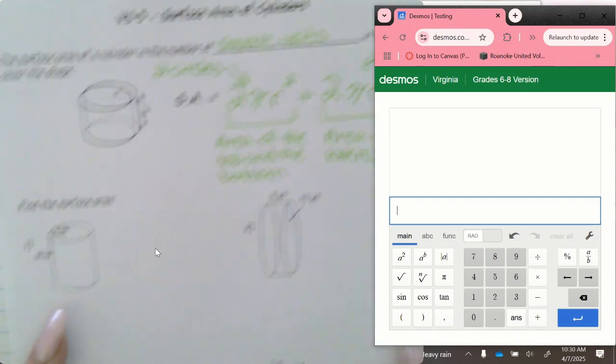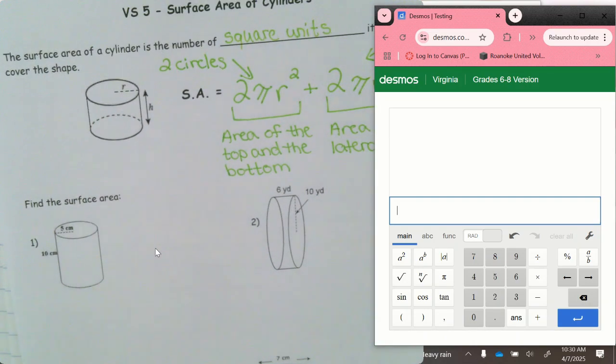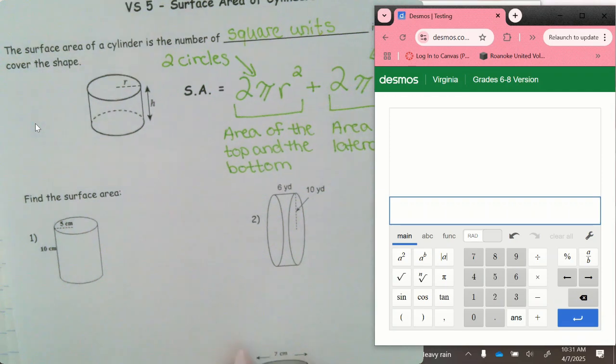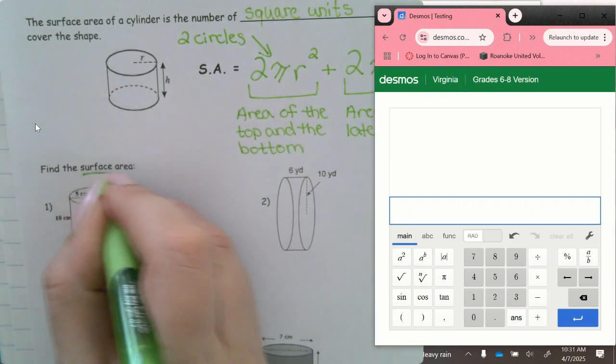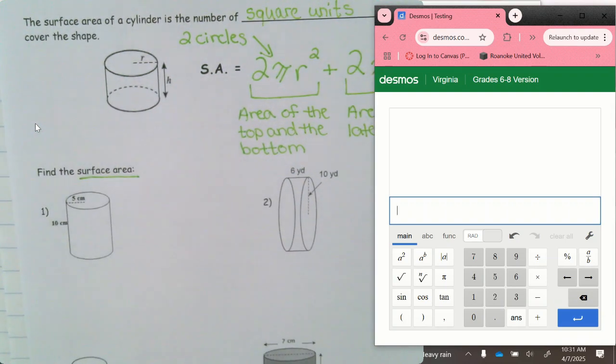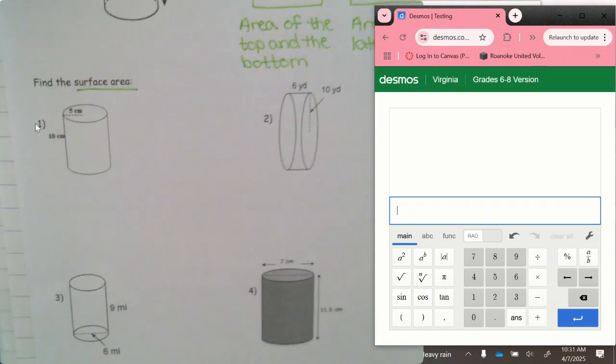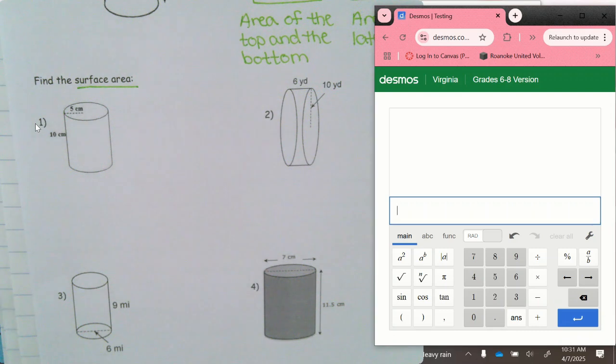So now into our examples. Our first one here, we're finding the surface area. Obviously these are pictures of cylinders, so we kind of have the shape part already figured out. And then it says surface area, so that's what we're solving for. That tells you the formula that you're using: the formula for surface area of a cylinder.